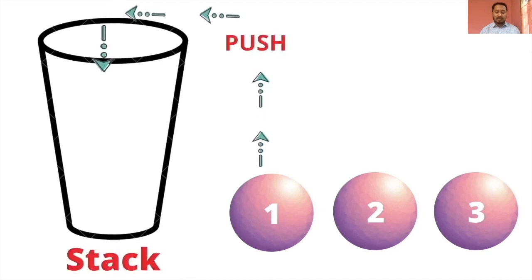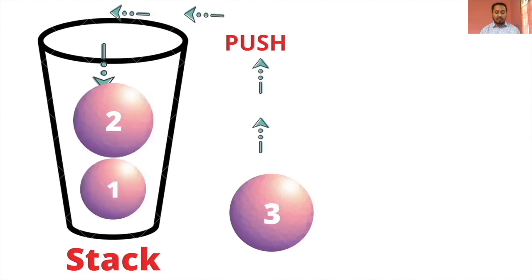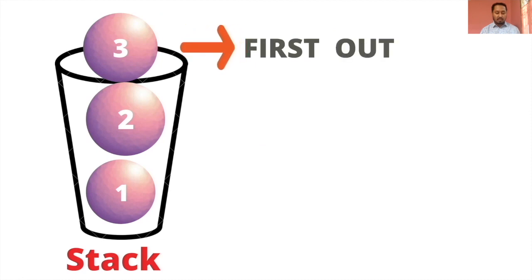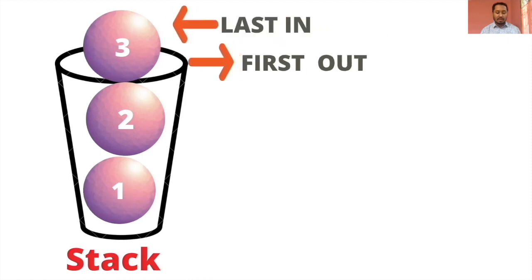In stack's terms, it is called push. Similarly, we have pushed ball number 2 and ball number 3 into the stack. Ball number 3 is the last ball that is pushed to the stack. Now, if we want to take out the balls from the stack, ball number 3 would be the first ball that we will take out from the stack. That is why it is called last in, first out.